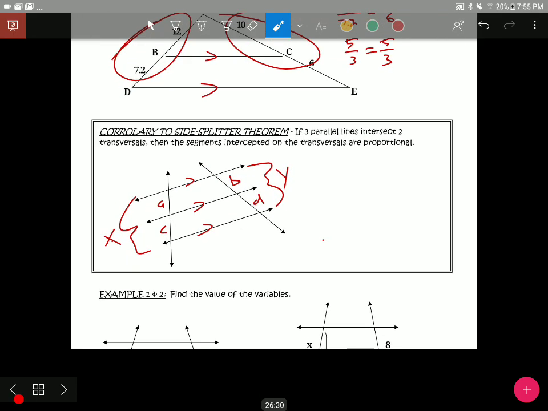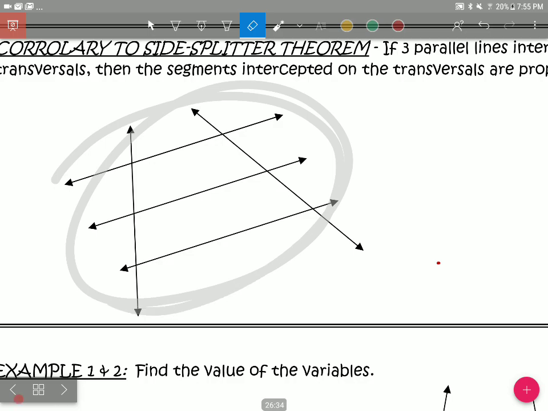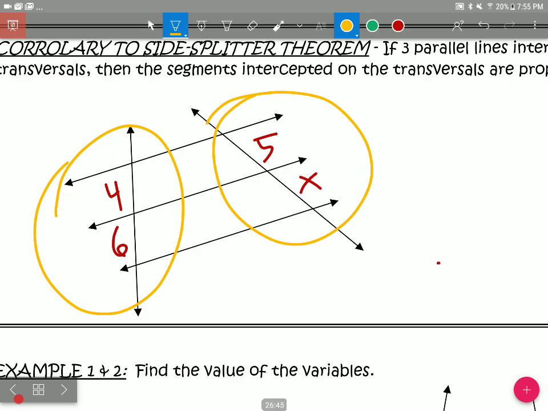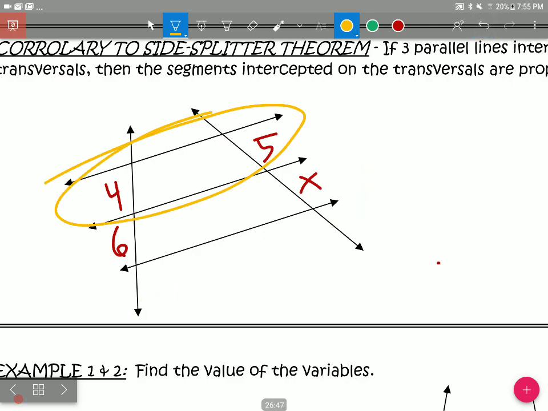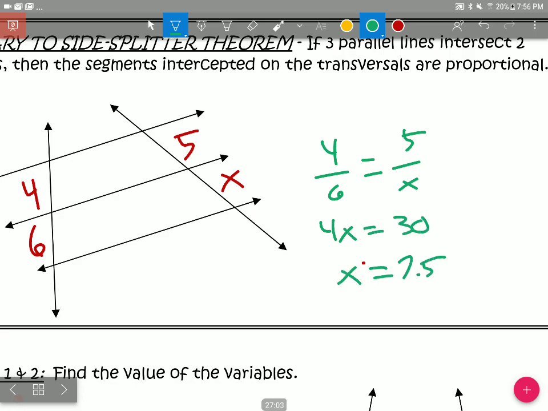But I can't work this out because I don't have it with me. So I'm going to work example 1 and 2 right on this page. Example 1 has 4 and 6 and 5 and x. Again, I can do the left side to the right side. Or I really could do the top 2 proportional to the bottom 2. It's very, very flexible. So I'll say 4 over 6 is proportional to 5 over x. So that's 4x equals 30, x equals 7.5. And the same thing will be true with the other one.